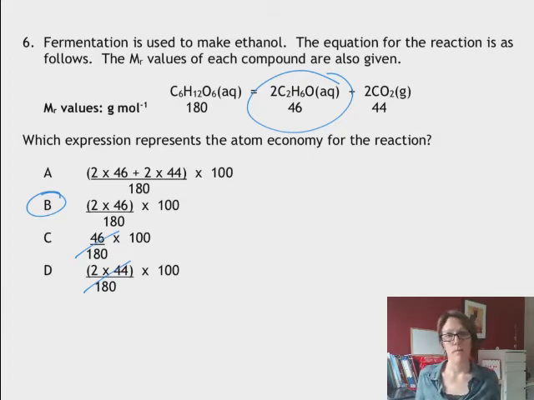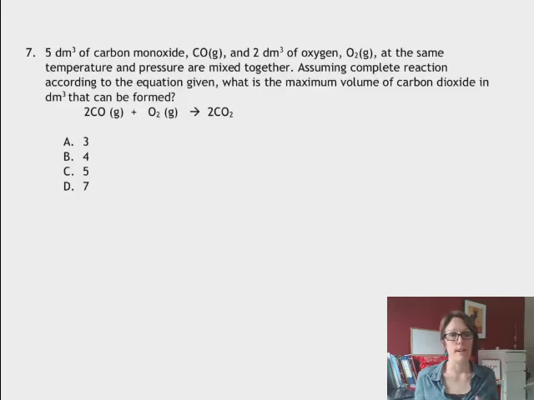Now I could add up 2 times 46 plus 2 times 44 and find 180. Or I could just look at the left-hand side and see that there's only 180 grams going in. Conservation of mass, there's only 180 grams going out. So you don't always need to add up all of the stuff on the right-hand side if you already know the mass on the left-hand side.